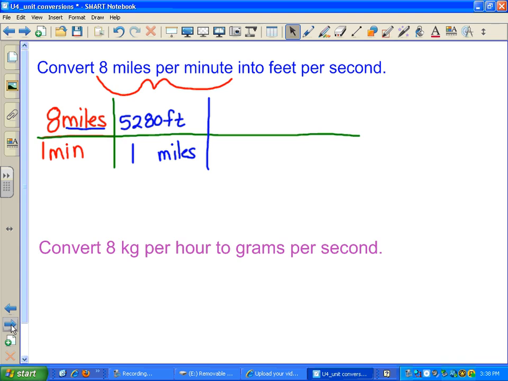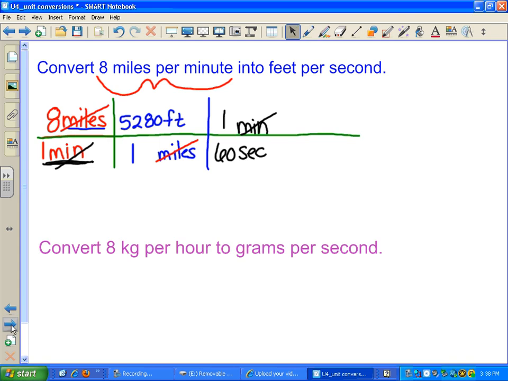So if I look here, since I had miles in the numerator, and now I have miles in the denominator, those units cancel, and I'm just left with feet. But now I need to convert this minute, and I'm going minutes to seconds. Well, since minutes is in the denominator on the first one right here, I'm going to go ahead and put minutes in the numerator. Well, I know that 1 minute is the same as 60 seconds.